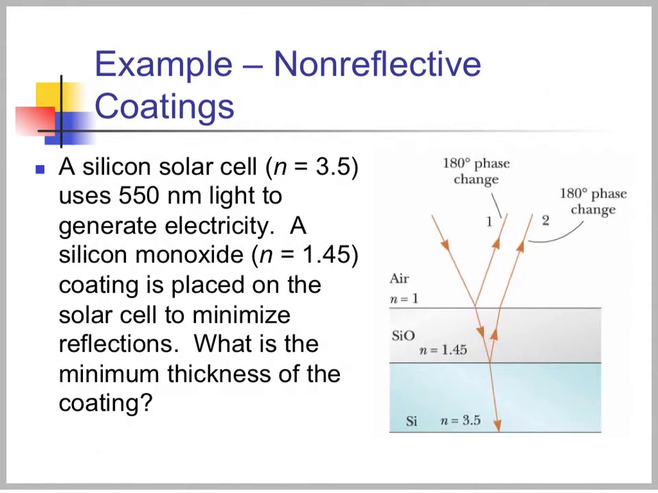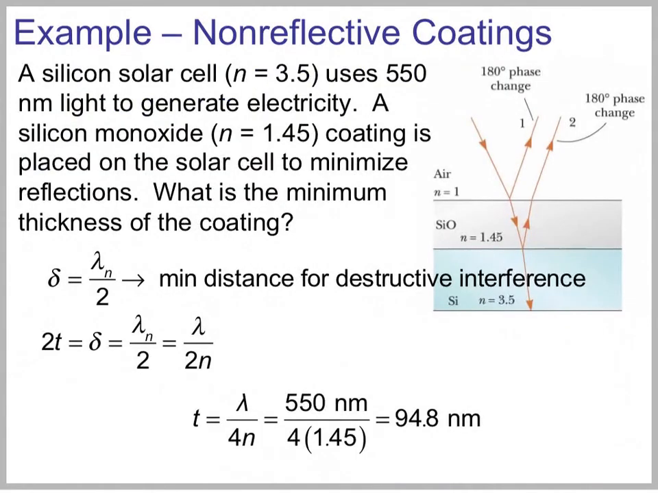Since these two both have a 180-degree phase change, I need the distance inside the silicon oxide to be an integral multiple of the wavelength of light in the silicon oxide. So the path difference is going to be the wavelength of light in it over 2 is the minimum distance for destructive interference. So twice the thickness is equal to delta, which is lambda n over 2, which is lambda over 2n, or solving for the thickness, we get 94.8 nanometers is the minimum thickness to have destructive interference on reflection. What does that mean?